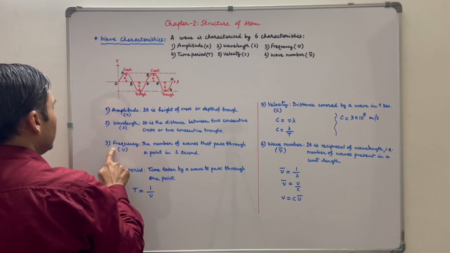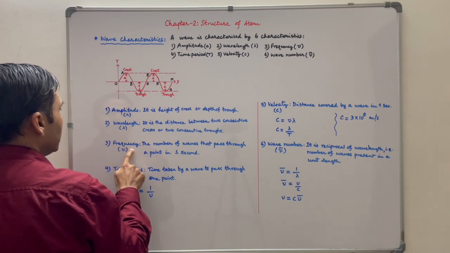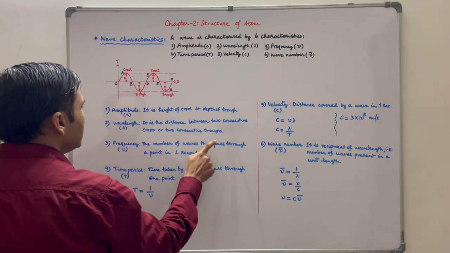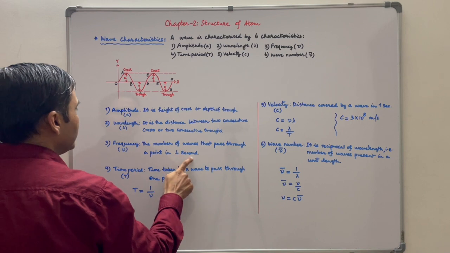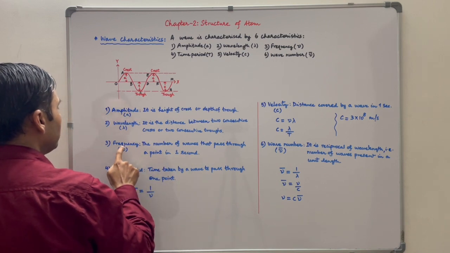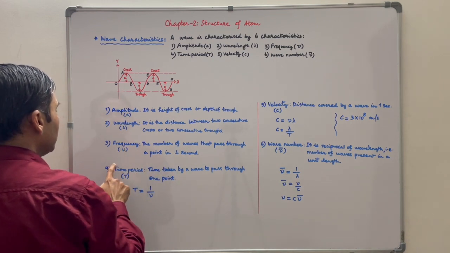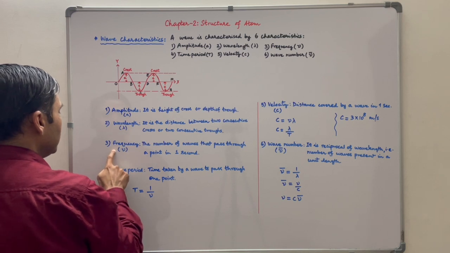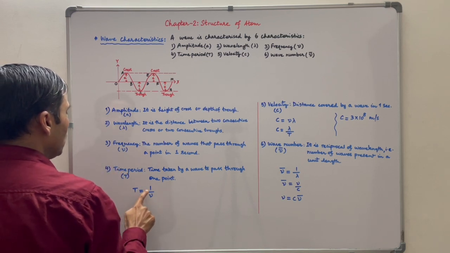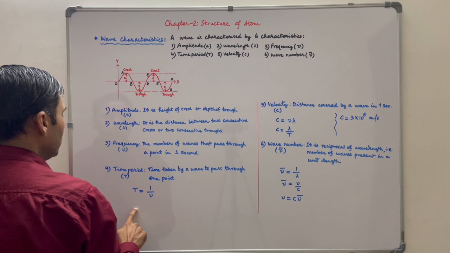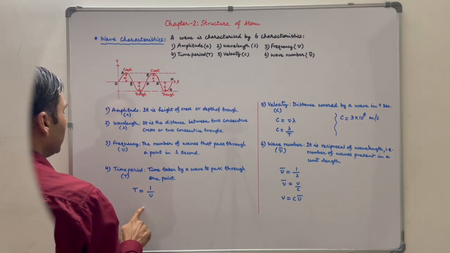Reciprocal of time period is known as frequency. That means the number of waves that pass through a point in 1 second. It is represented by nu. The relation between time period and frequency is given by T = 1/ν, or ν = 1/T.